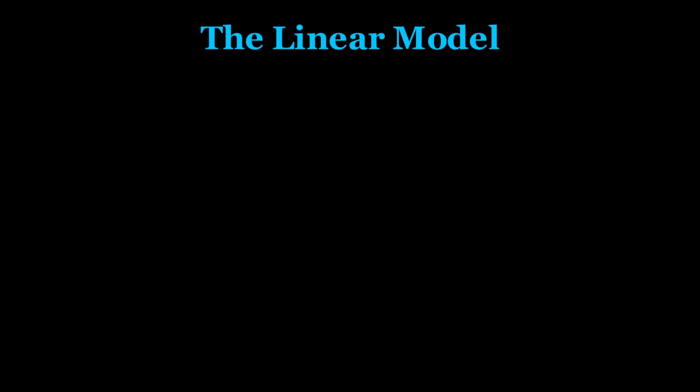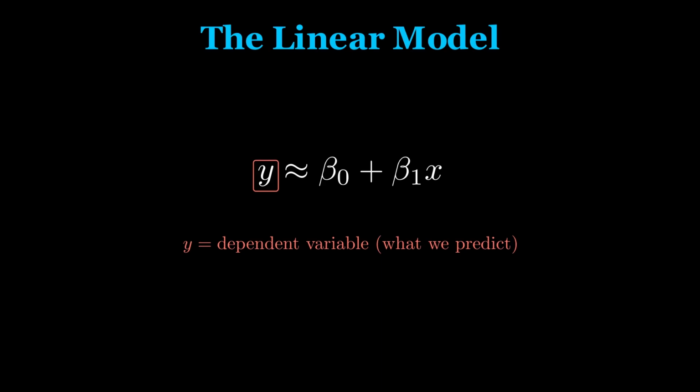Simple linear regression models the relationship between two variables, a dependent variable y and an independent variable x. We assume an additive and linear relationship between the two variables. Y is the dependent variable. It's what we're trying to predict. X is the independent variable. It's what we use to make that prediction.